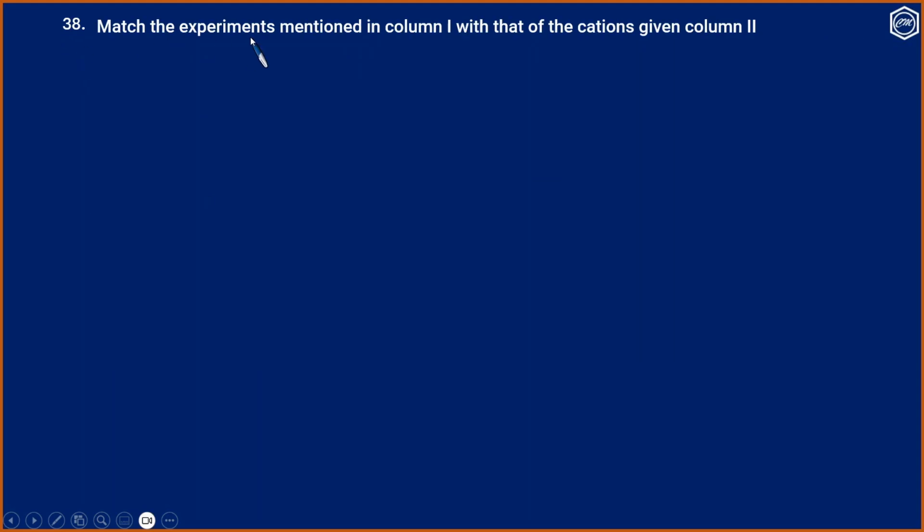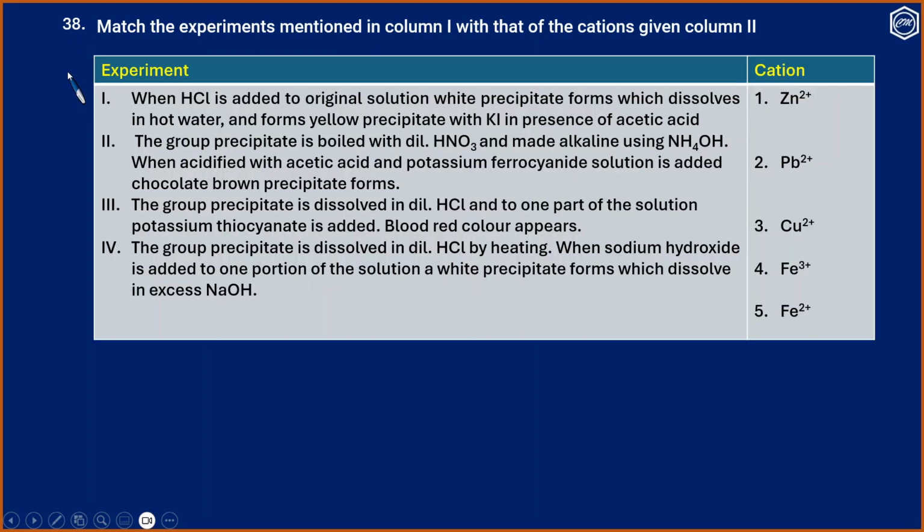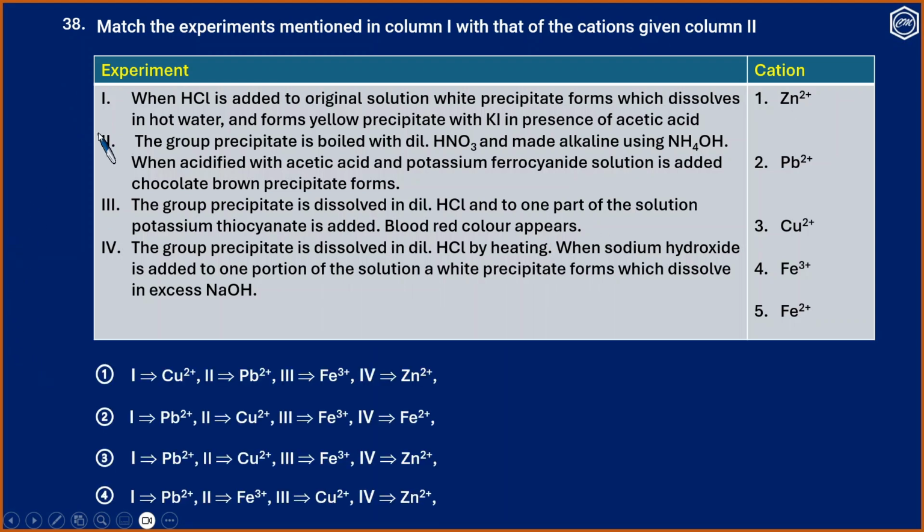Question 38. Match the experiments mentioned in column 1 with that of the cations given in column 2. These are experiments, these are cations. Option 1, 2, 3 and 4. When HCl is added to original solution, a white precipitate forms which dissolves in hot water. Since the precipitate is soluble in hot water, it should be lead chloride. It also forms a yellow precipitate with potassium iodide. That is lead iodide, which is yellow in color. So we can match experiment 1 with lead 2+.